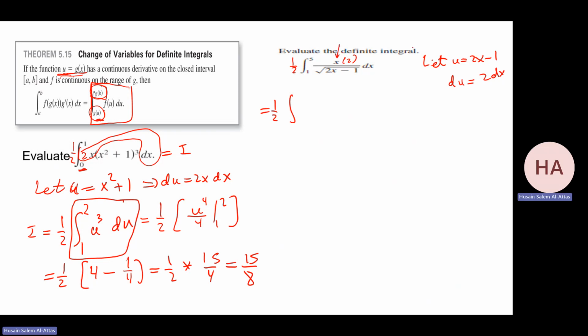Oh, what about x? If u equal to 2x minus 1, x will be what? I have u plus 1 equal to 2x, so x is u plus 1 over 2. So that will be u plus 1 over 2. 2 dx is du over square root of u. That will be the integral. I change everything in terms of u.